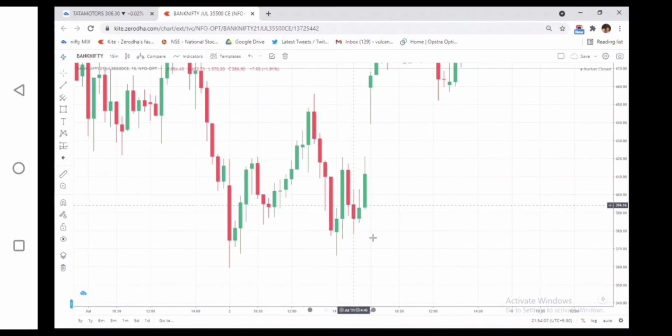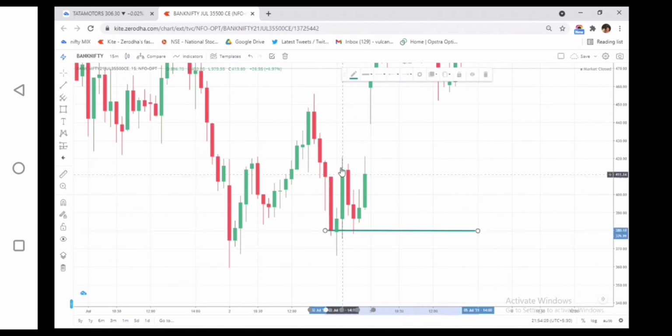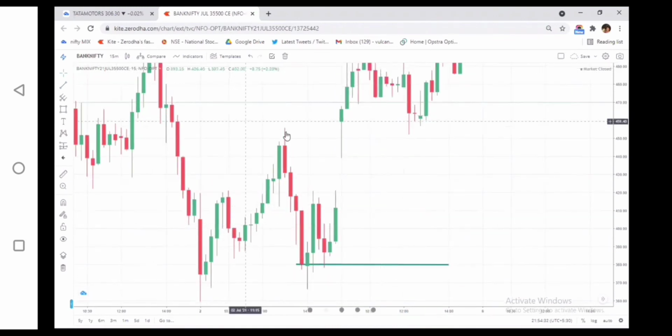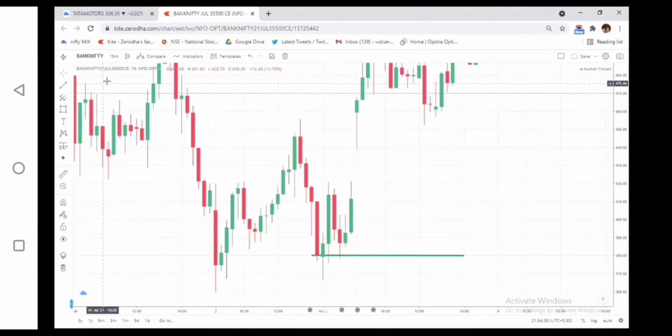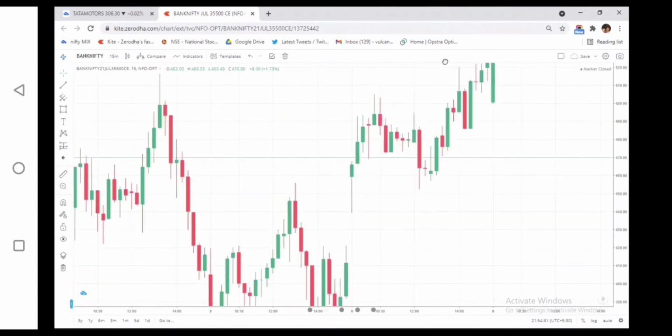Here I am teaching that you have enough time to make the entry, because after the third candle formation you have at least 30 minutes to form this setup when two red candles are forming.